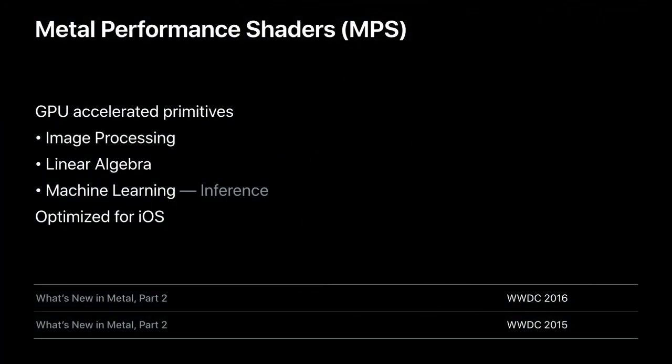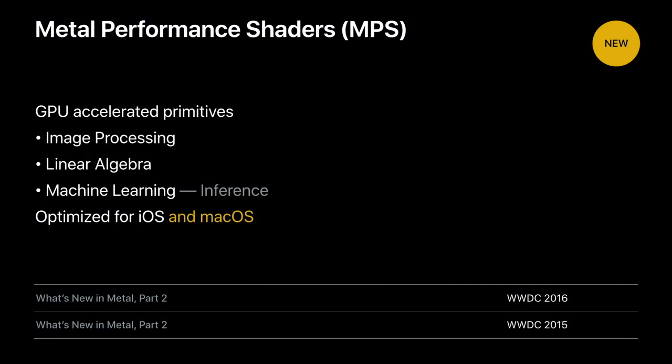We introduced the Metal Performance Shaders framework, or MPS, in 2015. And the videos of our past sessions are available on our developer website. MPS uses the compute power of the GPU to bring GPU-accelerated primitives for image processing, linear algebra, and machine learning. The framework is optimized for iOS, and we're happy to announce that this year, we're also bringing MPS to the Mac. Thank you. The entire feature set is available in both iOS and macOS.